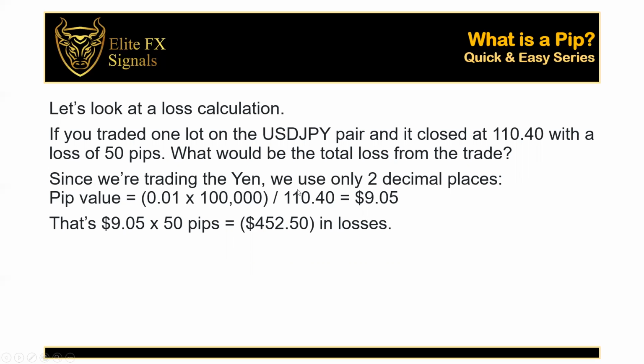Since we are trading the yen, we use 2 decimal places. So the pip value is 0.01 times one lot, 100,000 units of currency, divided by the rate, 110.4. That gives us, for the dollar yen pair, a pip value of $9.05. We lost 50 pips on that trade, so the amount that we lost was equal to $452.50.